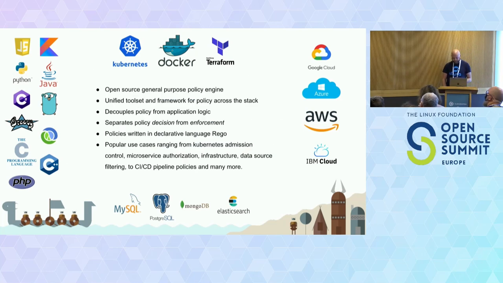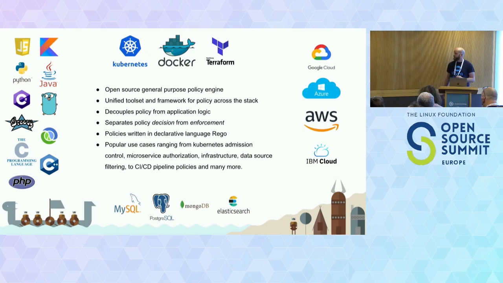So if that's what OPA does, what is OPA? It's a general purpose policy engine. And we'll go into detail on the general purpose bit later, but it kind of has to be general purpose in order to encompass all these diverse different technologies. So it provides a unified toolset and a framework for working with policy across the stack. It decouples policy from application logic. That's a key concern for us. The way you can think of it is like how you decouple storage from your application and move that into a database. You can think of OPA doing the same, but for policy and your rules. So the rules no longer live inside of your application, but they are properly decoupled. So you can manage your rules, test your rules, and so on independently from that of your business logic.